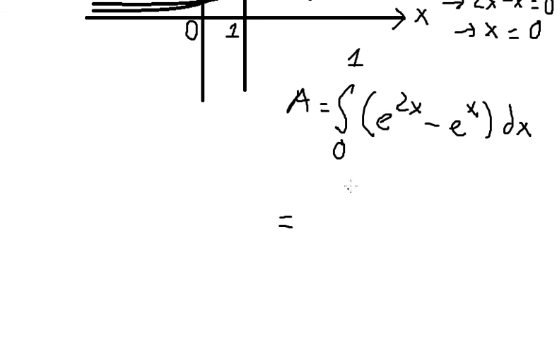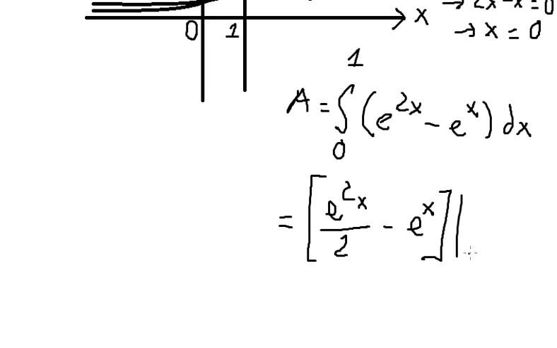And now we have the final answer. The integration of this one is e to the power of 2s over number 2, and this one is e to the power of s. Now I will put number 1 here and number 0 here.